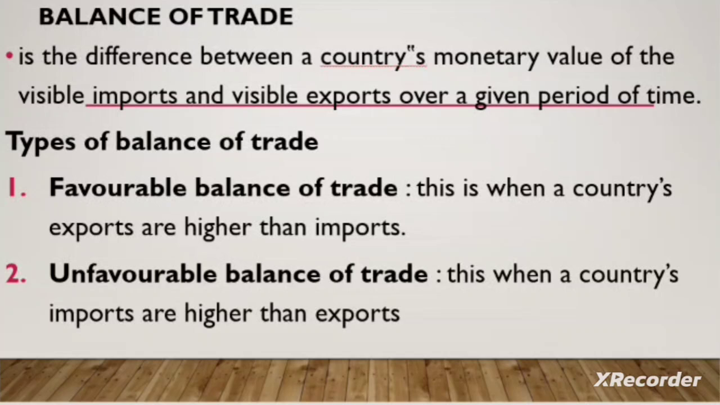So we have two types of balance of trade. One, favorable balance of trade. So this is when a country's exports are higher than imports.